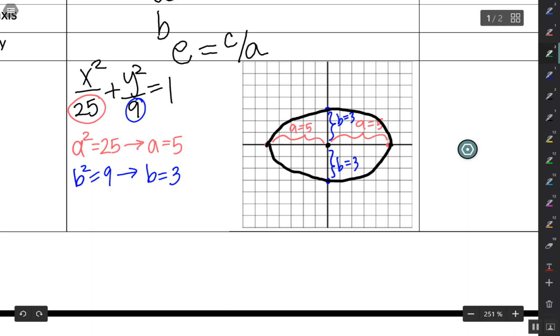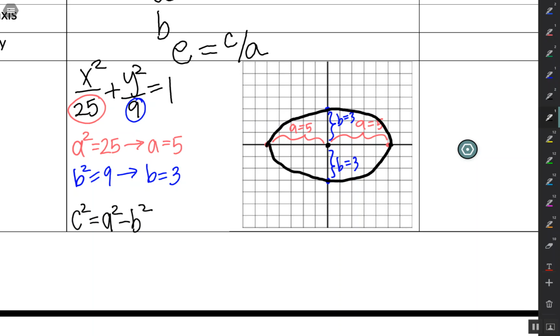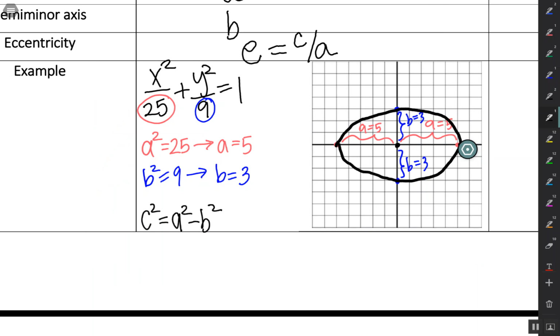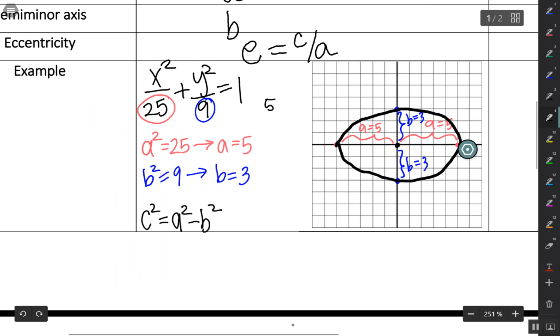To find the foci, what we need to do is c squared equals a squared minus b squared. This is the equation you use if a is greater than b. Since a is 5, which is greater than 3, this is the case that we're doing. So a squared minus b squared would be 25 minus 9, which is 16. And of course we have to square root it. So c is 4.